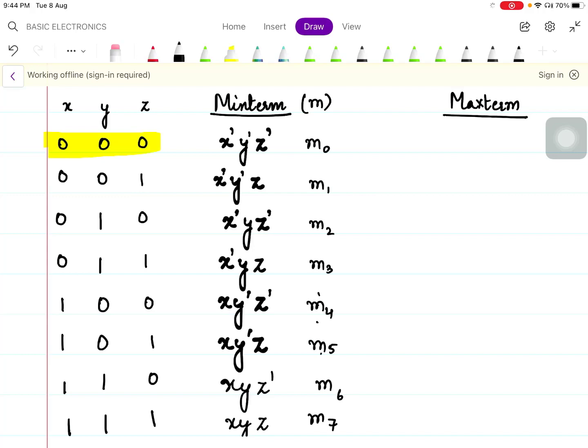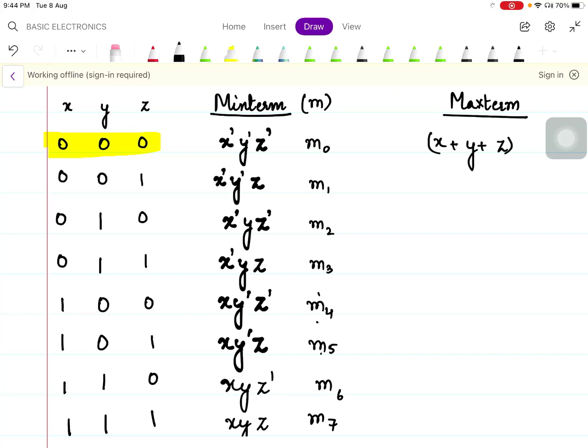And there, in the case of max terms, 0 will be in the true form, 1 will be in the complement form. So for the first combination, x, y, and z all are 0. So therefore, 0 is in the true form in the case of max terms, and the operation that will exist between the variables will be the OR operation. So the max term for the first combination will be x plus y plus z.